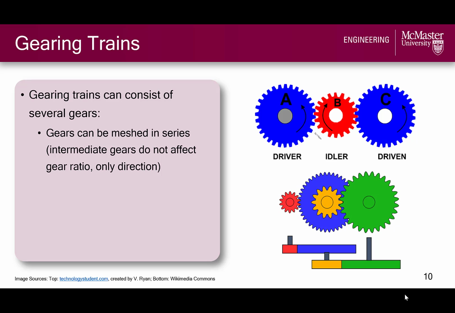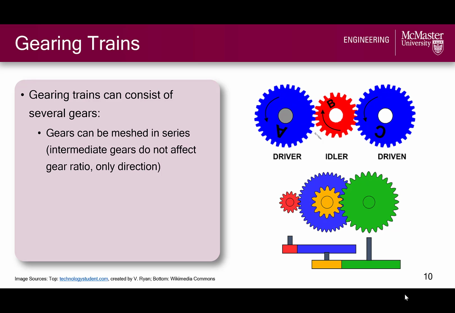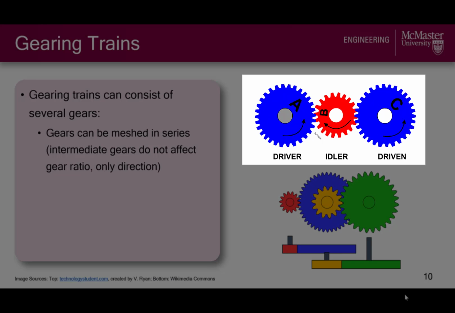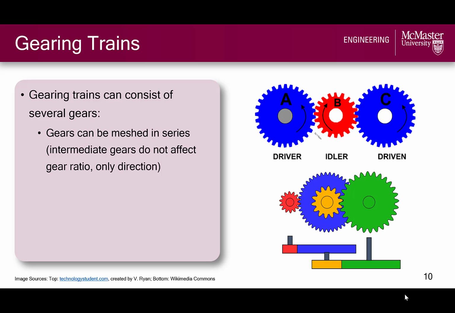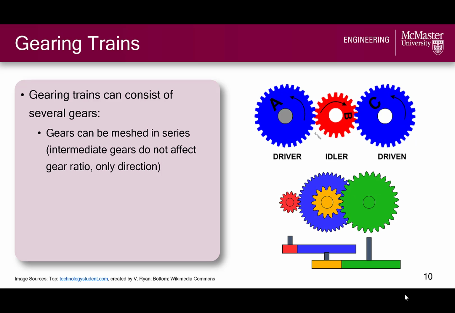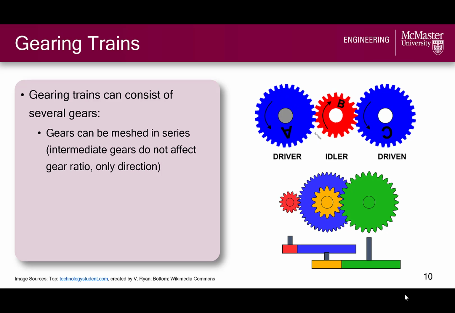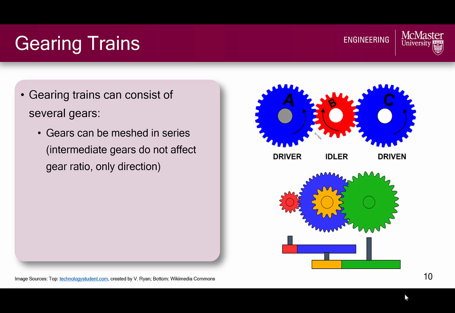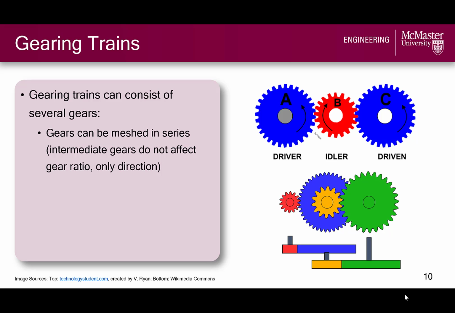One option is to have multiple gears meshed in series, as seen in the top diagram. In this alignment, the intermediate gears called idlers do not have any impact on the overall gear ratio between the input and output gear. They only serve to change the direction and transfer the motion across a greater distance.